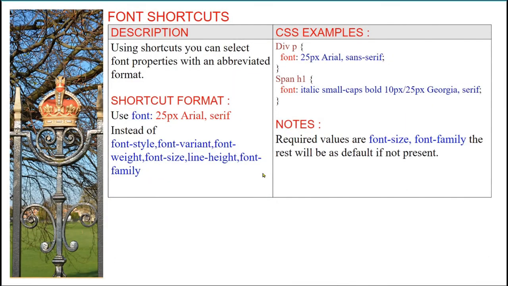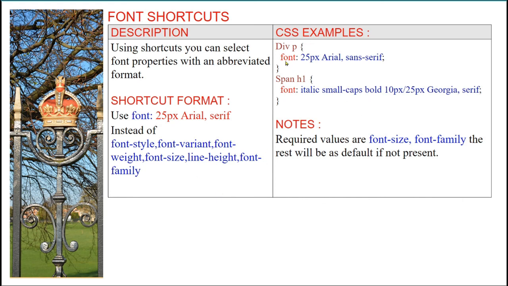Fonts shortcuts. You can use the abbreviated shortcut to select your fonts in CSS. So you can use font: 25px Arial, serif. That's saying set the size to 25 pixels, select the Arial font first, and if that's not available, select the serif font. So we can use this shortcut instead of font-style, font-variant, font-weight, font-size, line-height, and font-family.